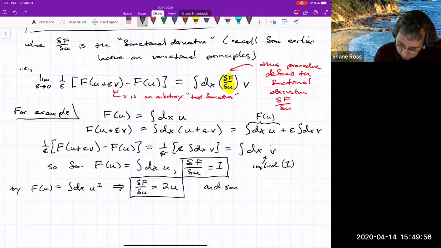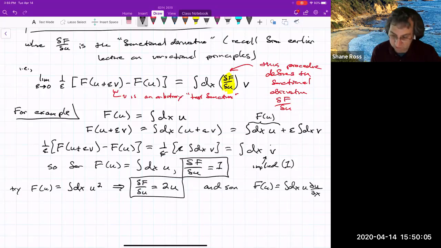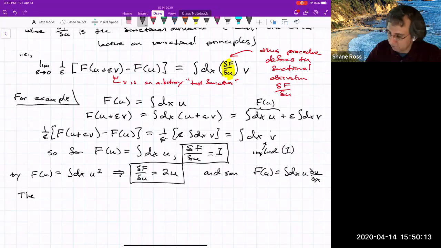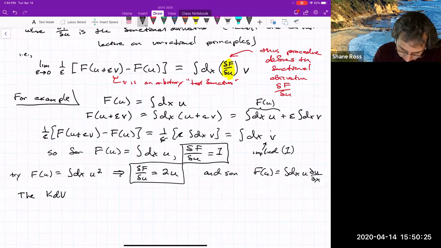And so on. You could have things where f is a function of u times partial u partial x and go through the procedure. And if you want to just go crazy with that, one of the homework problems is related to looking at that: the KdV, the shallow water equations, the KdV Hamiltonian.